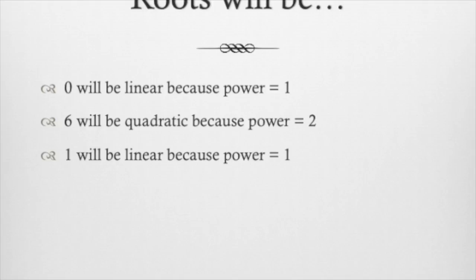Now, since 0 will be linear because its power is 1, 6 will be quadratic because its power is 2, and 1 will be linear because its power is 1.